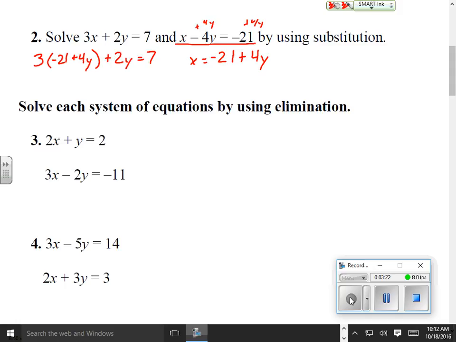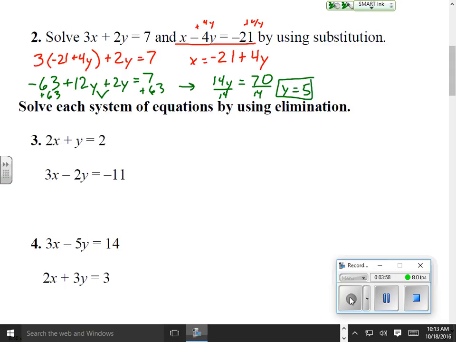So now I only have the variable y. I'll distribute and get negative 63 plus 12y plus 2y equals 7. I'm going to add 63 to both sides. And I'm going to combine my like terms there, and I get 14y equal to 70. Divide by 14, and y would be 5.